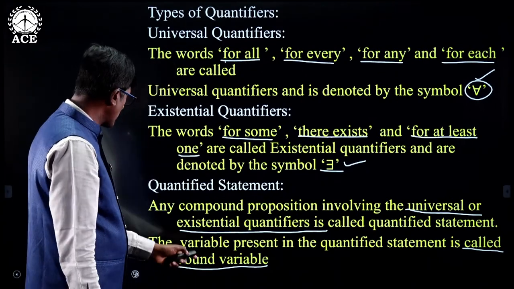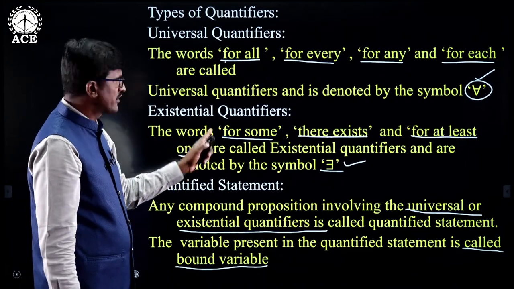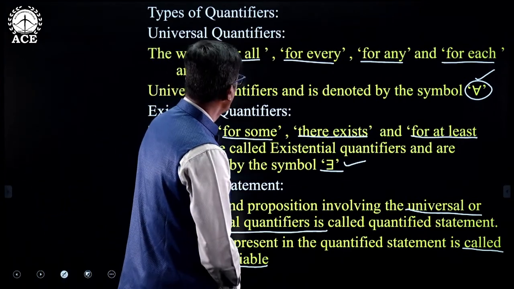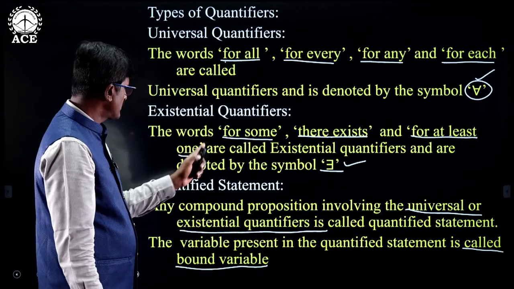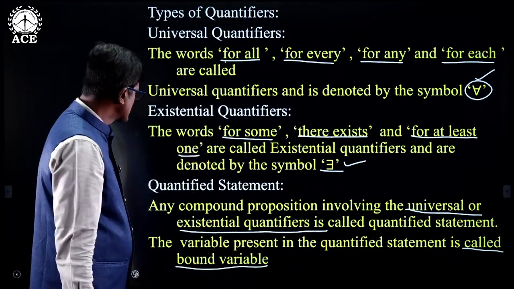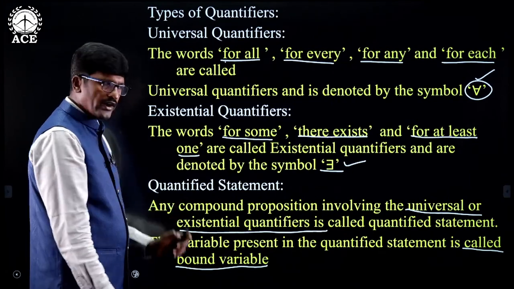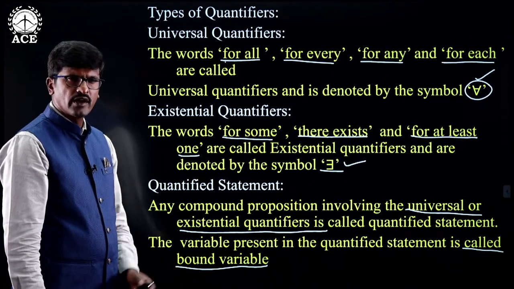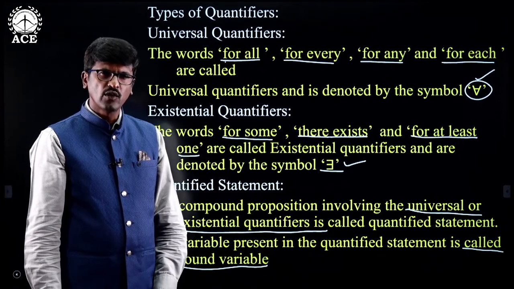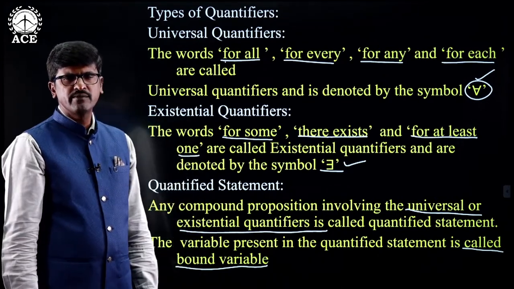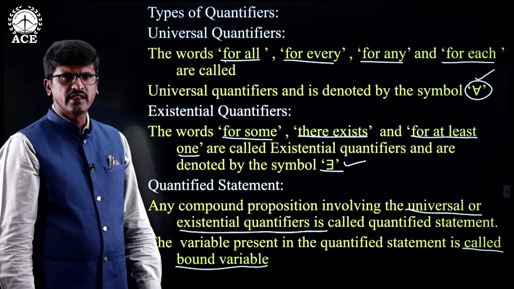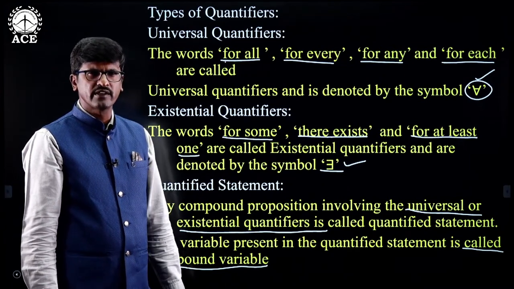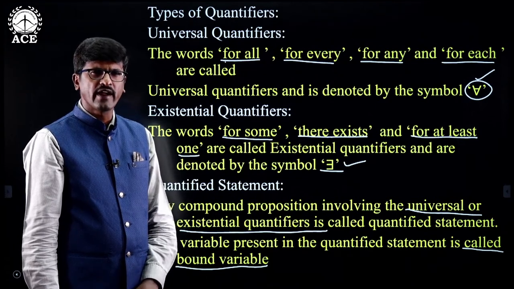So this is about the quantifiers. Universal quantifiers means for all, for every, for each, and for any. For some, there exist, for at least one are existential quantifiers. A compound statement which involves either a universal quantifier or an existential quantifier is called a quantified statement. If the given statement involves only a universal quantifier, then it is called a universal quantified statement. If it involves only an existential quantifier, then it is called an existential quantified statement.